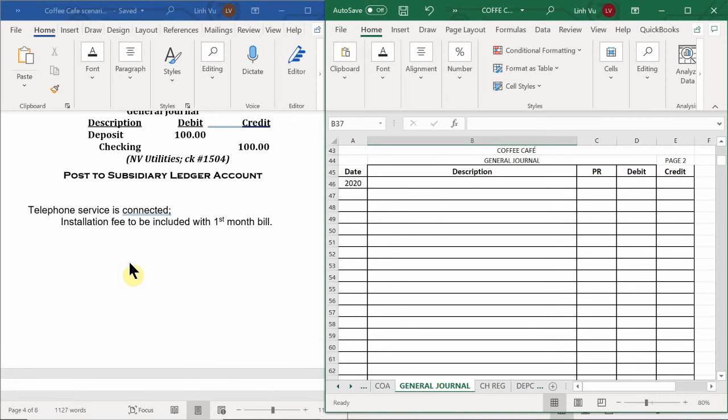Installation fees are going to be included within the first month of the bill. So in this case, is there a transaction that we need to record? No, because here the telephone line is connected. However, there's information here that says that installation fees, and usually when you turn on a telephone line, they have installation fees, line fees, all that stuff. That's not going to show up until you receive your very first bill. So in this case, nothing here. Okay.